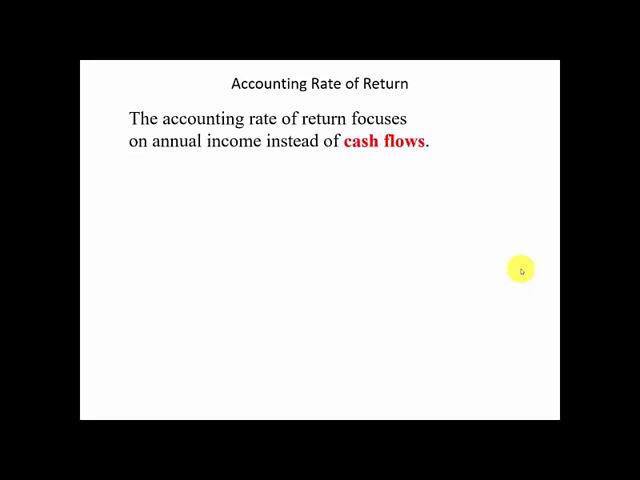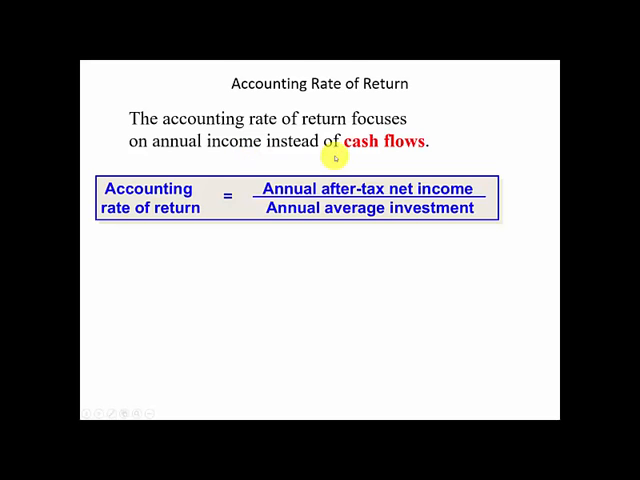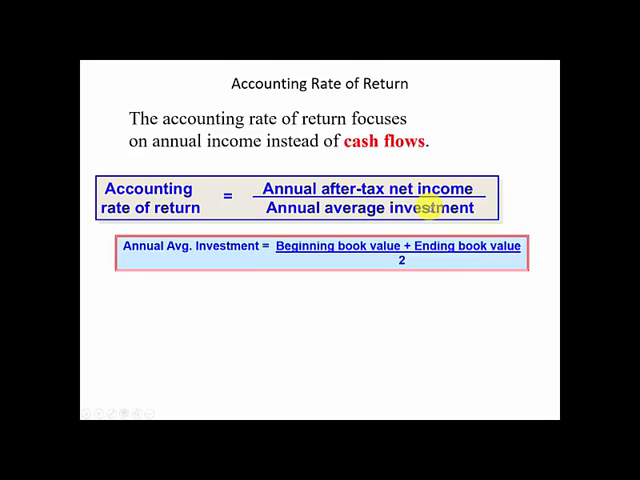Now let's go on to another method the accounting profession uses, but they don't use it very much, but it is a method that we're going to be tested on, which is the accounting rate of return. And higher is better. So the accounting rate of return focuses on annual income, not cash flow, and the formula for this is the annual after-tax income divided by the annual average investment. And the annual average investment is a simple calculation, taking the beginning book value plus the ending book value, add them together, divided by 2, and that'll give you the average annual investment.